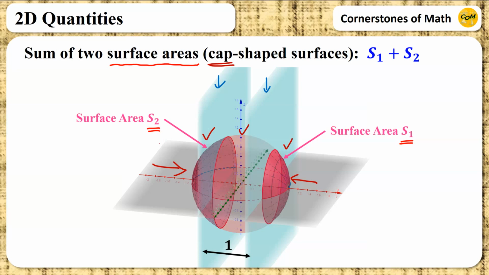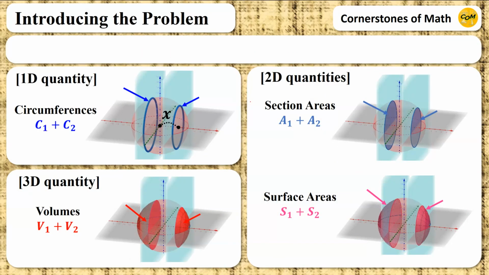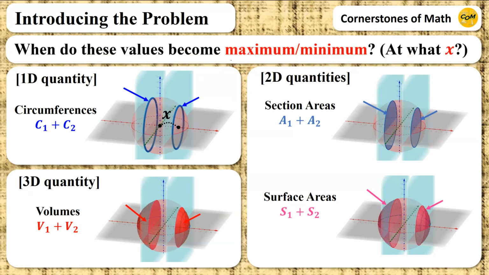and A2. And finally, moving on to 3D, let us think about the volumes of these two regions enclosed by cap-shaped surfaces and two planes. Then we can think of the sum of two volumes V1 plus V2. So we can think of these four quantities from the given circumstance, and our main problem is like this. When do these values become maximum or minimum?